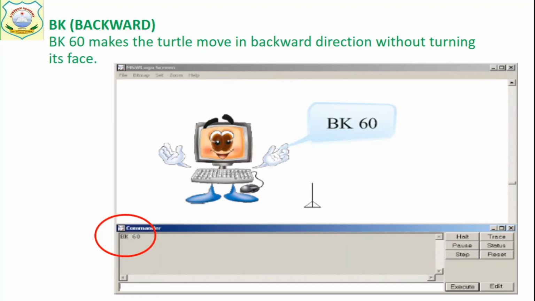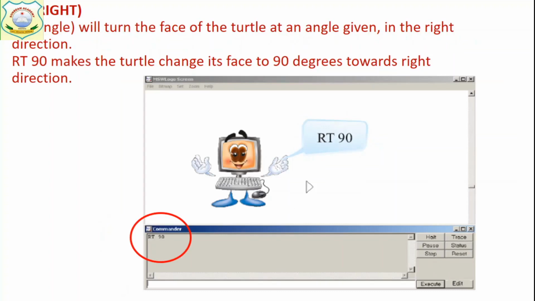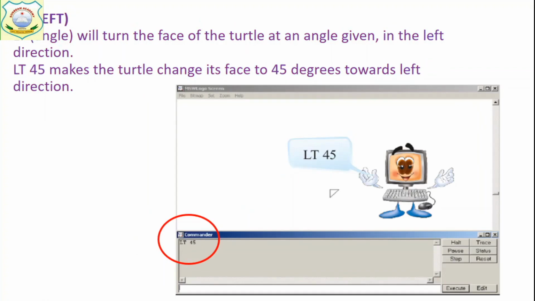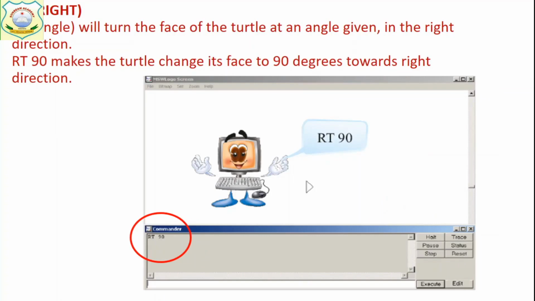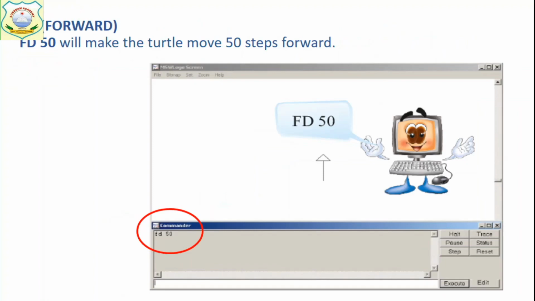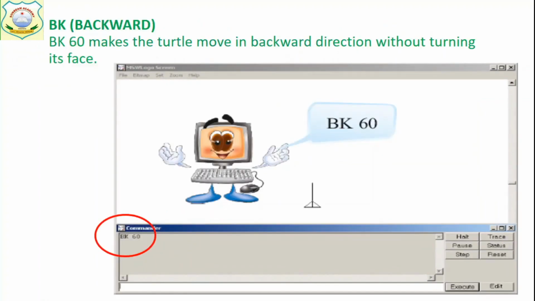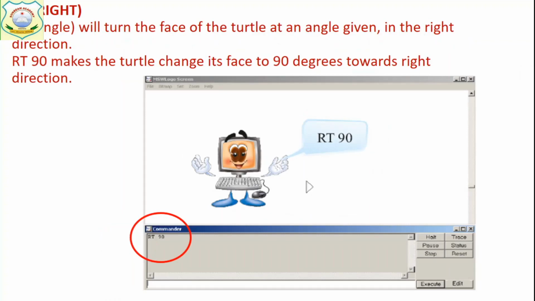Okay. Now we have RT. RT is used to turn right. In the same way we have LT to turn left. Okay. Now how? Just see the angle. Angle, you know, कितने डिग्री पर उसको मूव कराना है. ओके. तो in FD and BK we are writing the number of steps. In the same way when we are writing RT and LT we have to write the angle. कितने एंगल पे मूव कराना है.